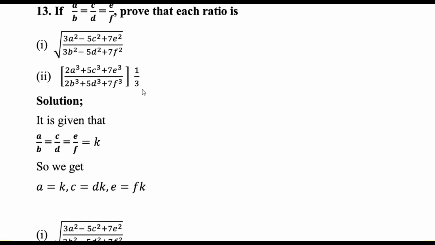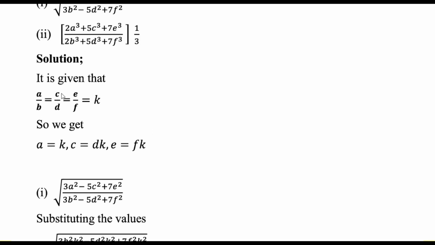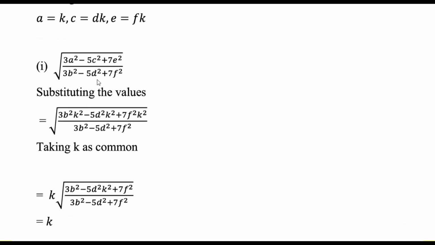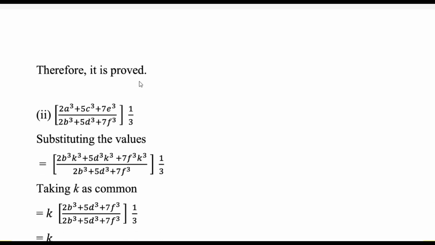Now come to the next problem. If a by b is equal to c by d is equal to e by f, prove the each ratio; two questions are given over there. So let's solve one by one. So a by b is equal to c by d is equal to e by f is equal to k. So a will be equal to bk, c will be equal to dk, e will be equal to fk. Now just put the values of a, c, e, and after a little bit of calculation or simplification, you will get k. So therefore it is proved.